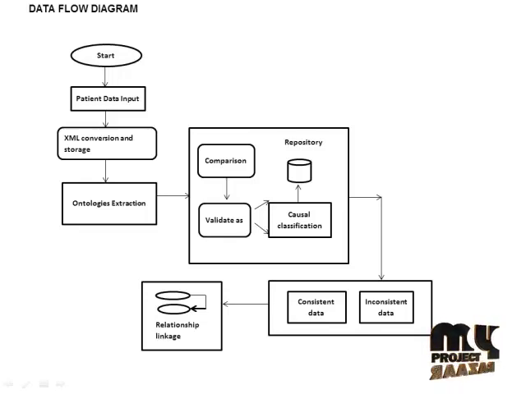Then go to the ontology extraction. Then go for the compression and validation, where the user data is validated. Then go to the causal classification. When causal classification is finished, then go for the repository, which is stored in the dataset. Then go to the inconsistent data. Inconsistent data can be converted into consistent data. Then go to the relationship linkage.